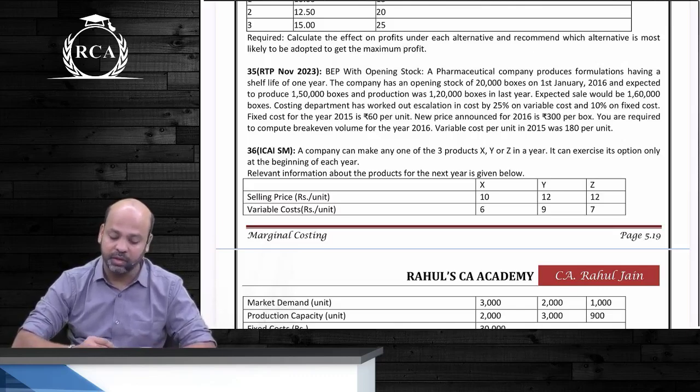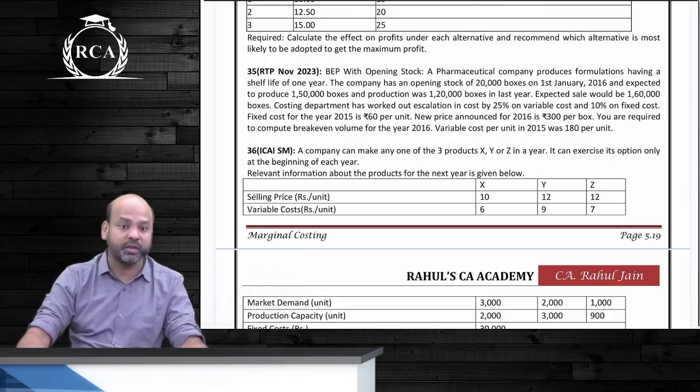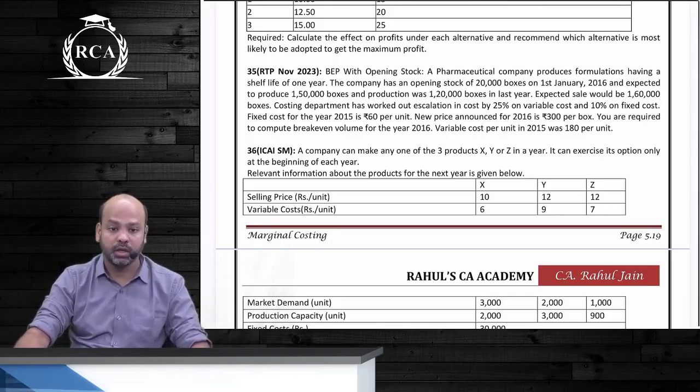Costing department has worked out an escalation in cost by 25% on variable cost and 10% on fixed cost. Which line, beta? Is she reading the question? 25% increase in variable cost and 10% increase in fixed cost. Over what? Last year obviously.